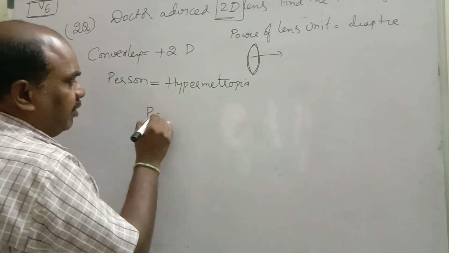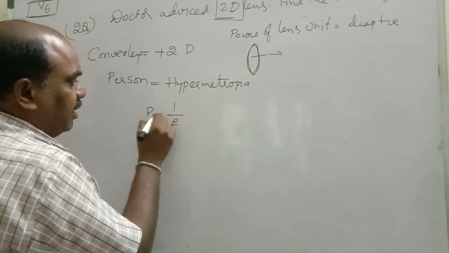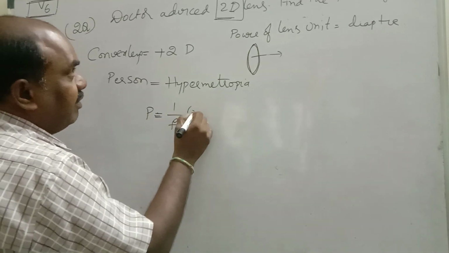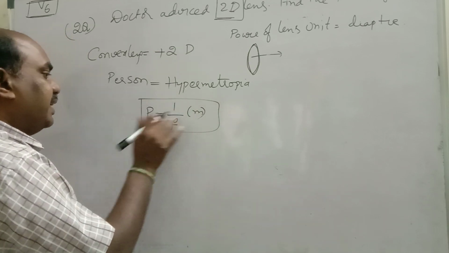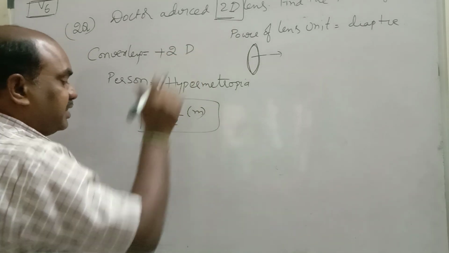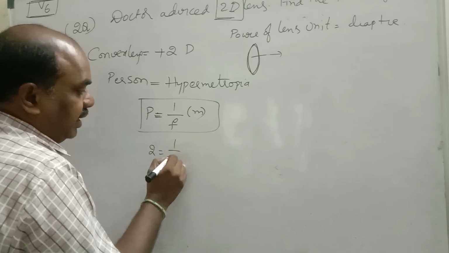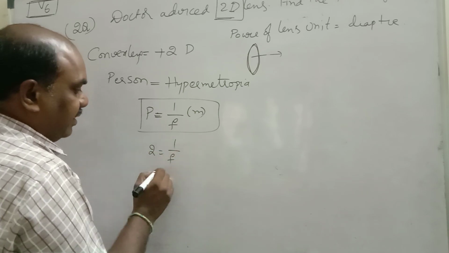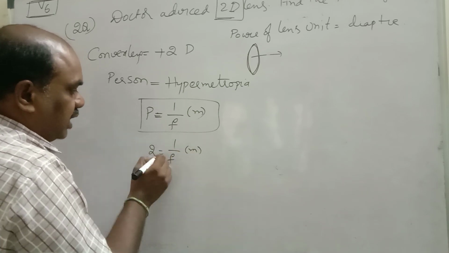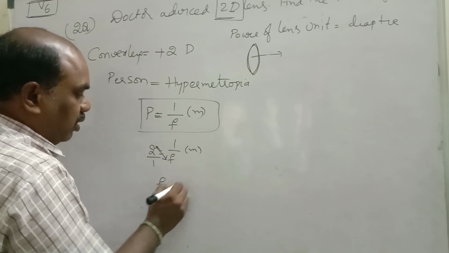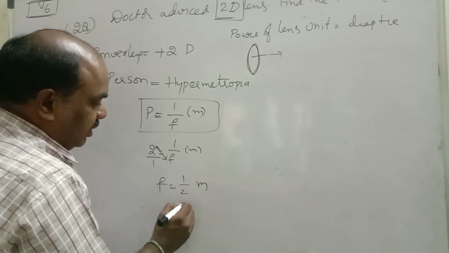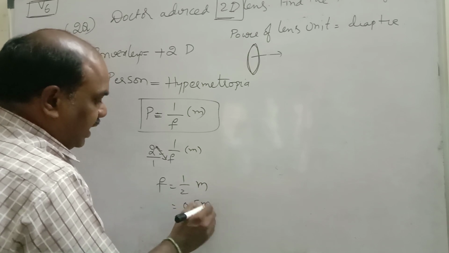Now, what is the power of lens formula? Power of lens is equal to 1 by f if f is given in meter. So substituting the power of lens, 2 is equal to 1 by f in meters. Cross multiply: f goes into the numerator and 2 comes into the denominator. F is equal to 1 by 2 meter. That means 0.5 meter is the focal length.